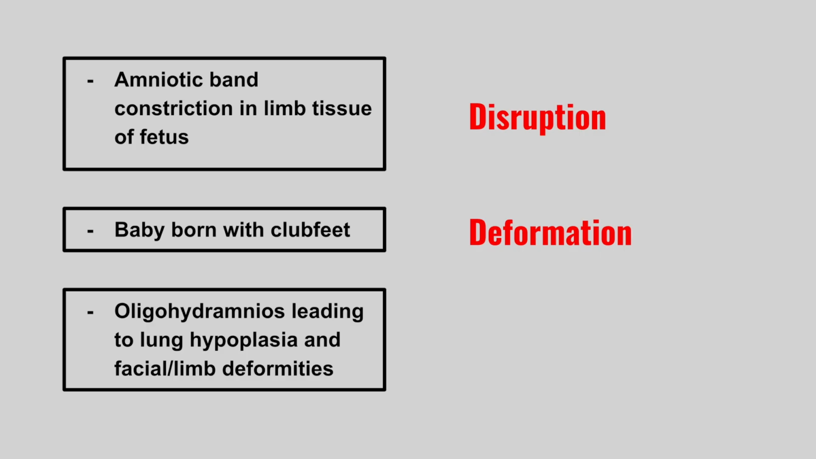Next, we have oligohydramnios leading to lung hypoplasia and facial and limb deformities. This is going to be a sequence. And remember, this is Potter's sequence.